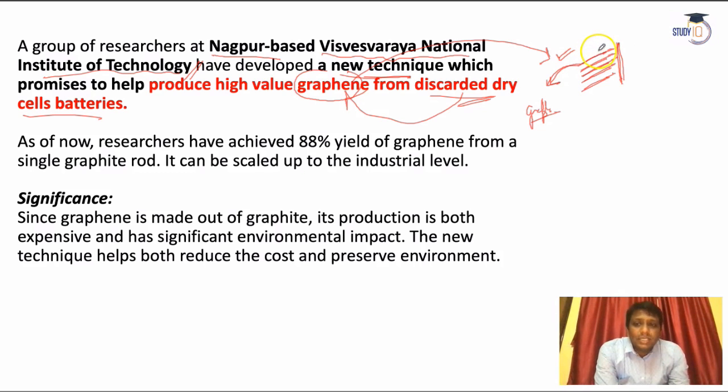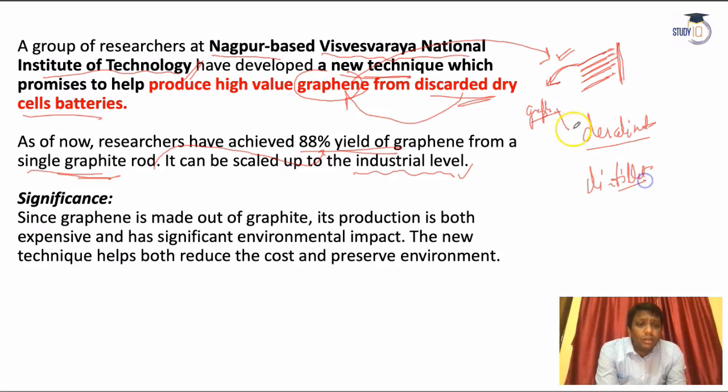Even see what is there, guys. From a single graphite rod, okay, the researchers have developed 88% graphene, and that can be used for industrial uses. Okay, so there is a lot of benefit with the graphene, guys. Graphene has good hope. Even this one reduces the cost of preserving the environment, even for desalination purposes, removal of salt from the ocean water, even in the distillation process you can use the graphene.